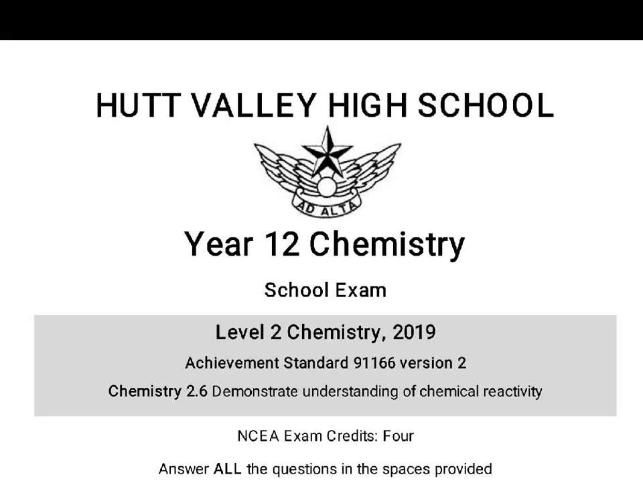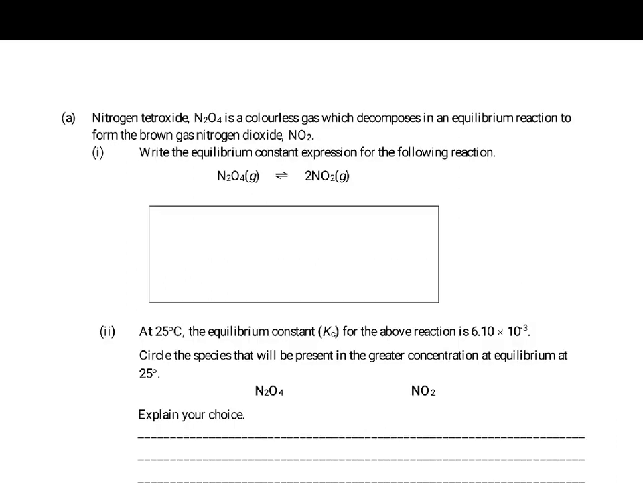Hi all, this video is going to take you through the marking schedule for the reactivity paper for 2019. So question 1a, nitrogen tetroxide is a colourless gas which decomposes in equilibrium to form the brown gas NO2. Write the equilibrium constant expression for the following reaction.